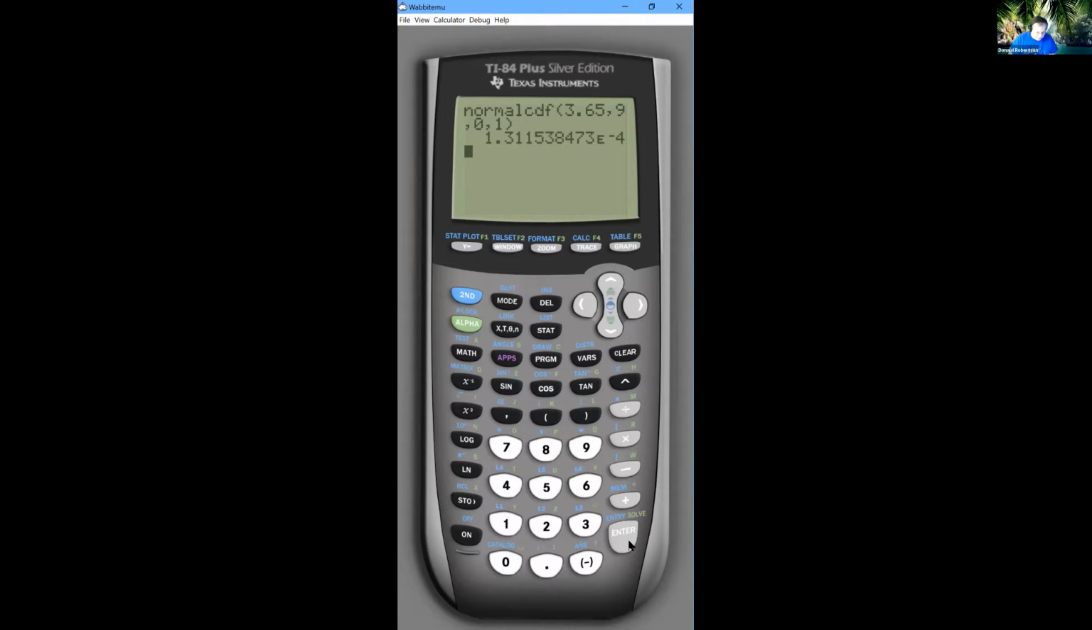Now when you hit it, you are looking at a really small value for p. The p-value is roughly 1.3 e to the negative 4. We're almost done. Almost got this thing finished.